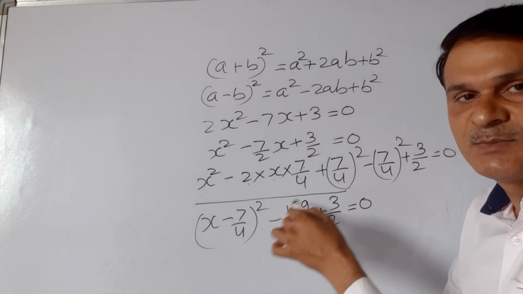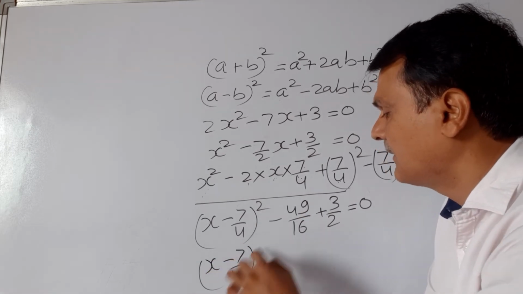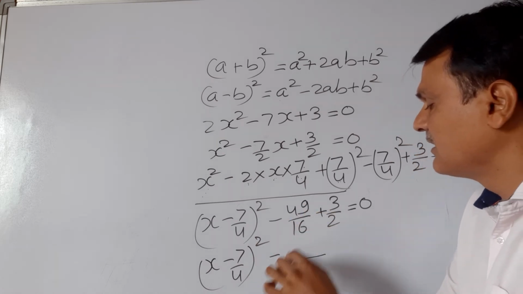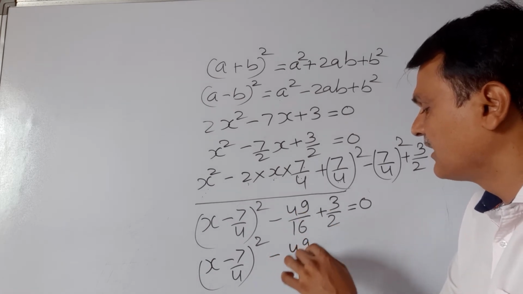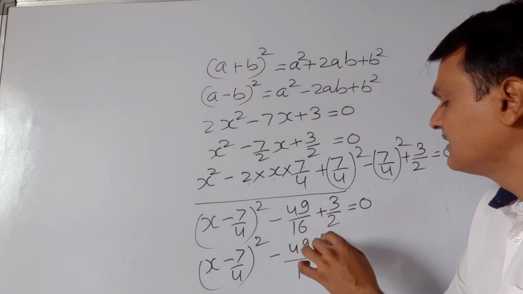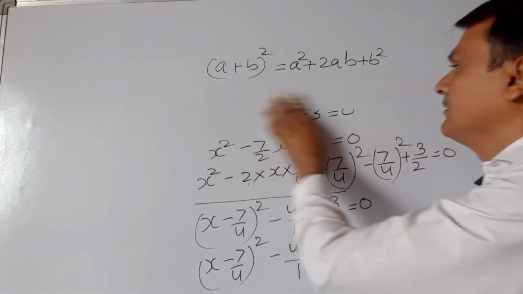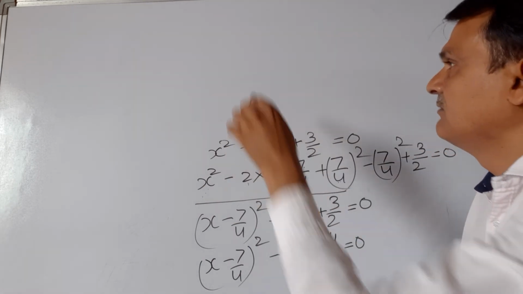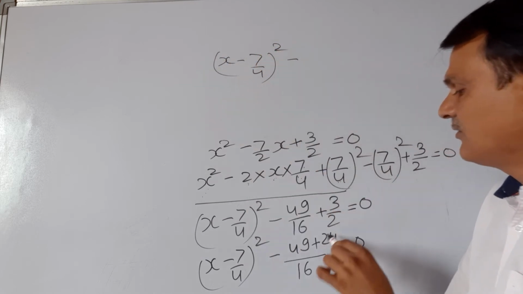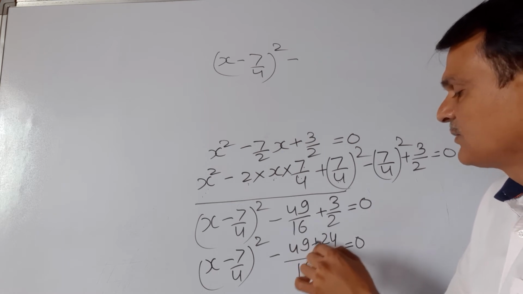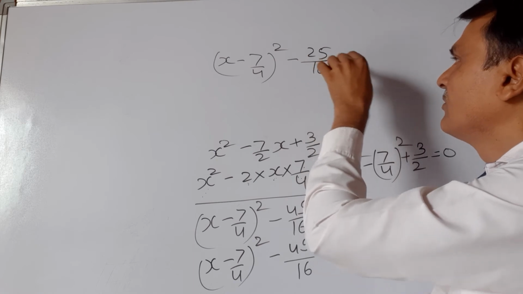Now we simplify this part of the equation. Then this becomes (x − 7/4)² − 49/16 + 3/2 = 0. We take the LCM of 16 and 2, which is 16. So −49 + 2 × 8 is 16, 8 × 3 is 24, equal to 0. Now we can write the equation as (x − 7/4)² minus the simplified form of (−49 + 24), which is −25/16 = 0.